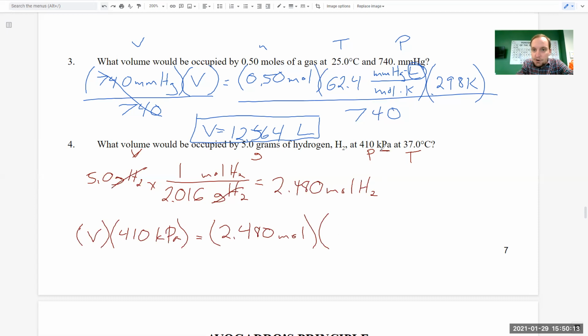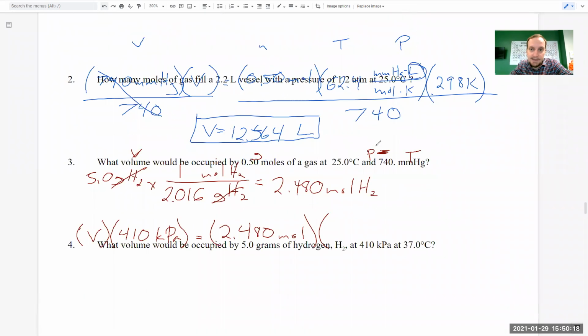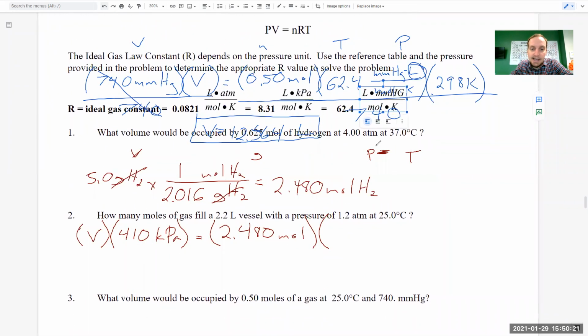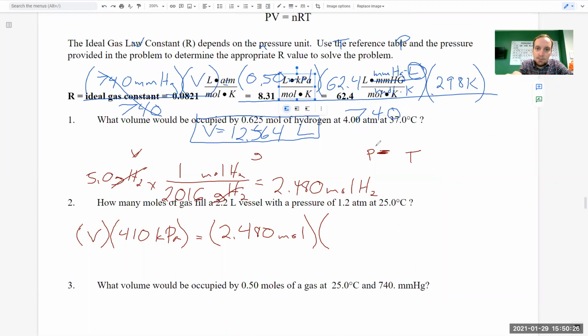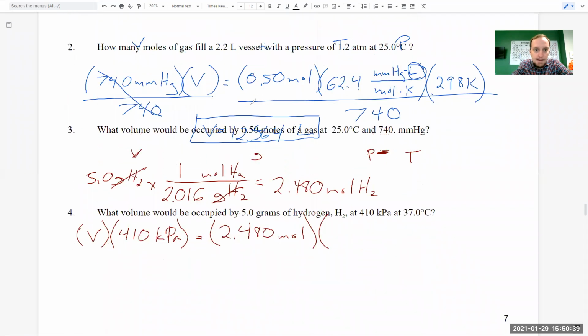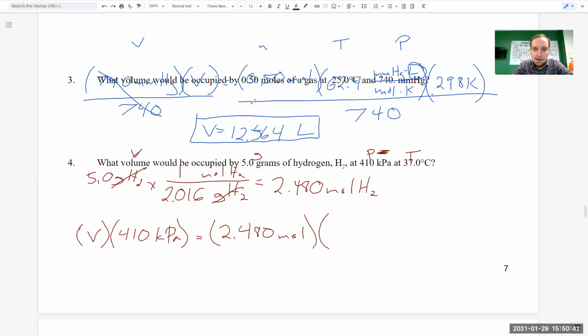Now notice our pressure is in kilopascals. Well, again, I honestly don't have that memorized. So for kilopascals, it's 8.31. Let me just show you. Kilopascals is right there, so it's 8.31. That's what I was talking about. Okay, scrolling back down, number 4, and right about there. So we had 8.31. Again, that would be kilopascals liters per mole Kelvin.